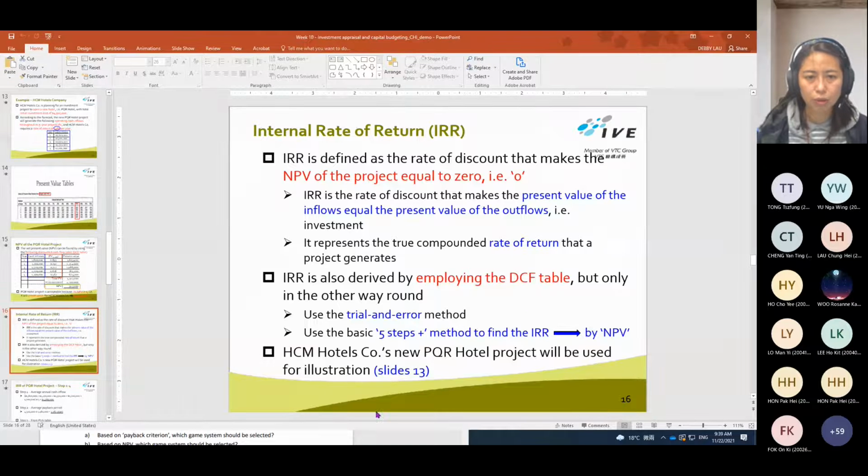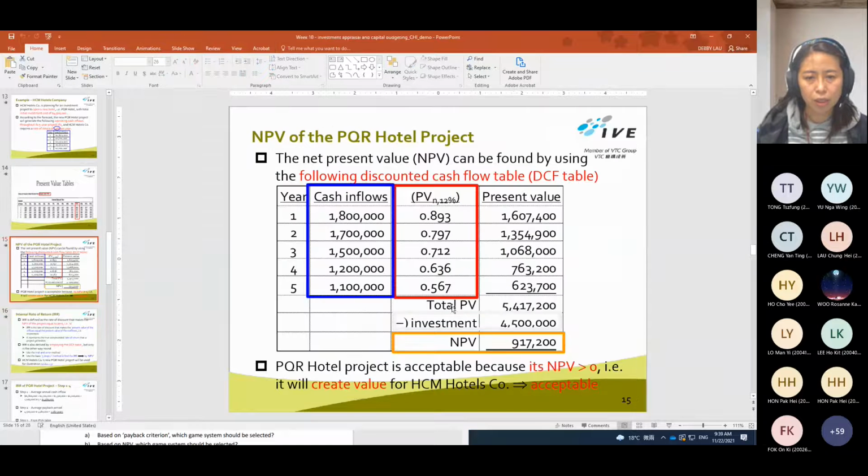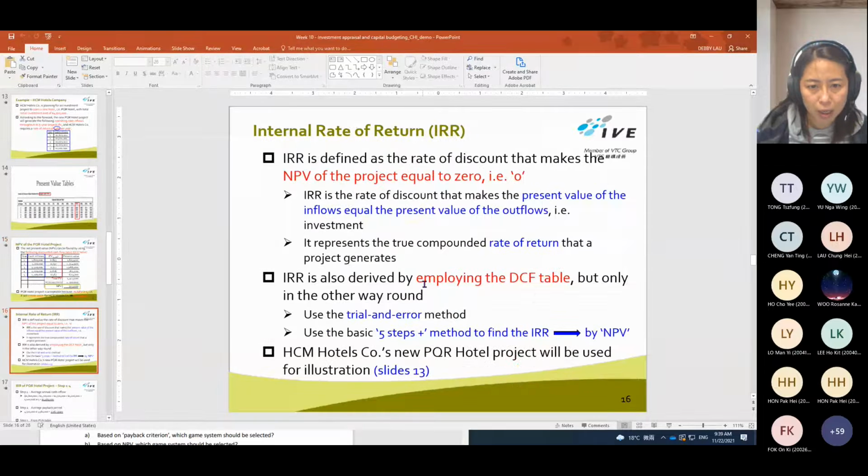So next is the IRR. You have to remember that we have to calculate the NPV equal to 0, by employing the DCF table.